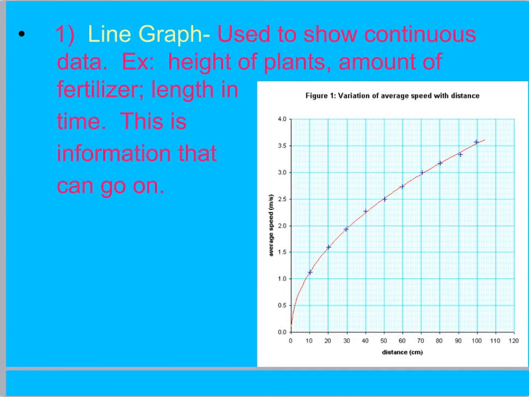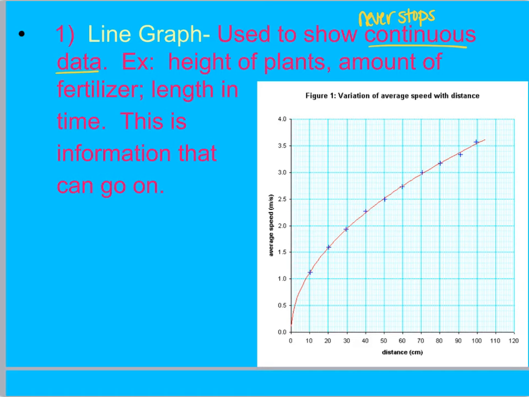So a line graph is going to show continuous data that never stops. If it's continuous, it never stops, unless your experiment stops. A good example of this is the height of plants. Does a plant stop growing? Not unless it dies. So the height of a plant is going to continually go up and up and up and up. Another example is the amount of fertilizer you put on a plant.